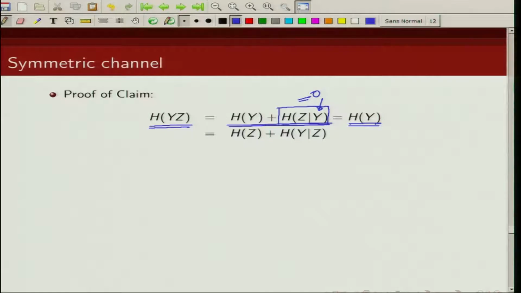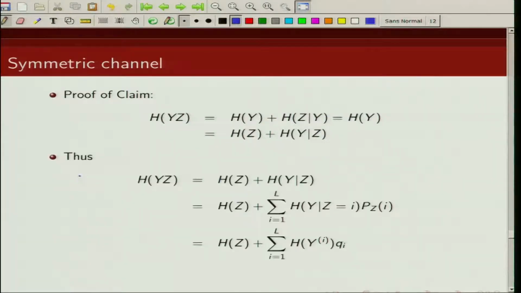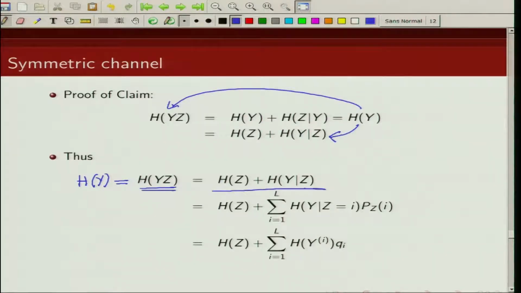Now this is same as uncertainty in z plus uncertainty in y given z. Again I am applying chain rule in a different way. So from this 2 I can write h of y is equal to h of yz. This is from here I get, and this is same as this quantity.